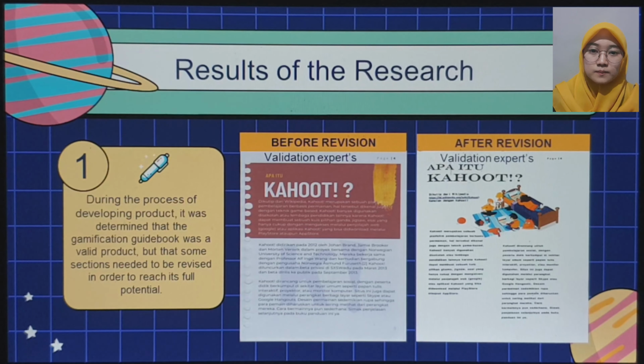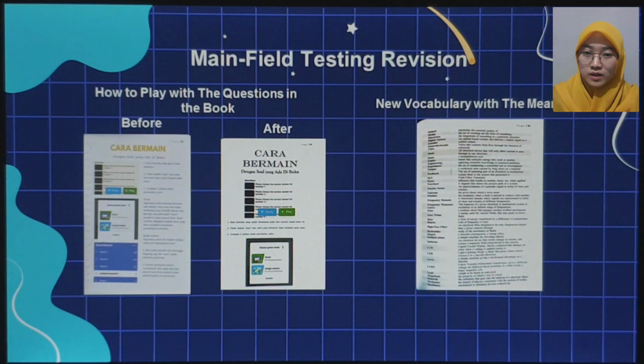Okay, this is the main field testing. It was determined from the data gathered that students who participated in the main field testing were unable to play the book's accompanying game using the Kahoot application that had been supplied by the researcher. Thus, the researcher needs to revise the "how to play with the questions in the book" page.